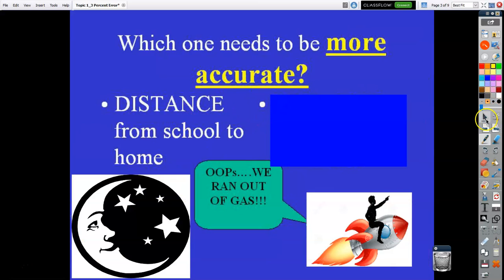Now, there's also the importance of error. Which one needs to be more accurate? Let's say a student in my class is going to have a back-to-school party, a little picnic after school, and they really like Mr. Rocco. They say, he's a cool teacher. It's a Friday afternoon, and they stop in to see me in my classroom. Hey, Mr. Rocco, I'm going to have a back-to-school barbecue. Would you like to come?